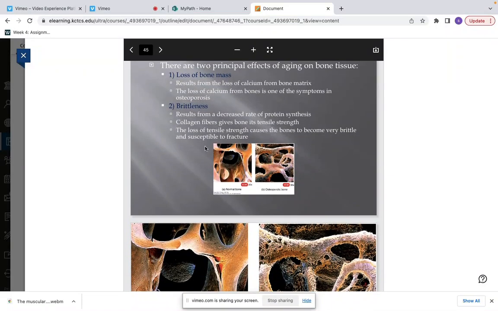As you can see here, there are two principal effects of aging: loss of bone mass, right, and brittleness, right? Loss of bone mass occurs from the loss of calcium from the bone matrix. The loss of calcium from bone is one of the symptoms in osteoporosis. Brittleness results from a decreased rate of protein synthesis. Collagen fibers give bone its tensile strength. The loss of tensile strength causes the bones to become very brittle.